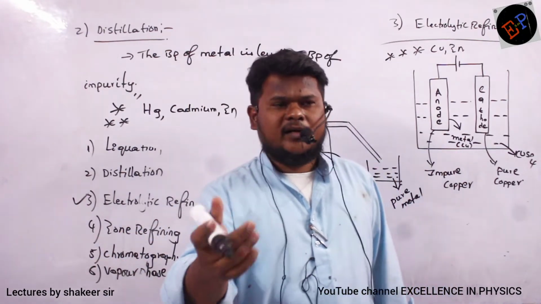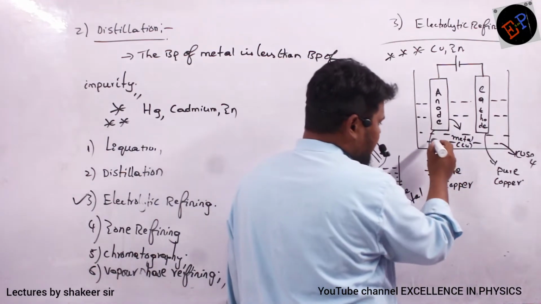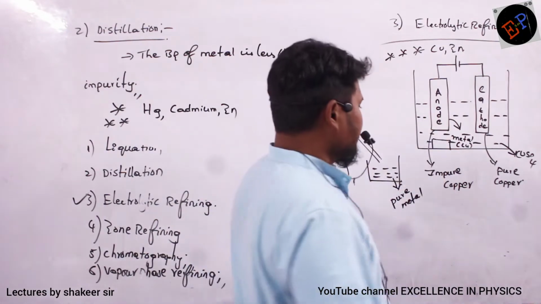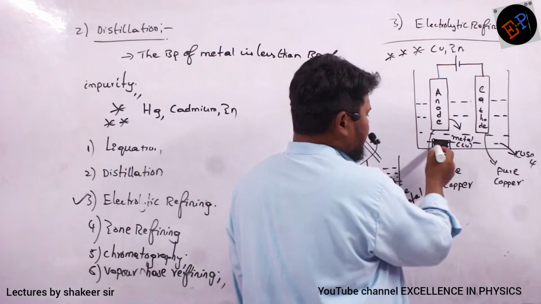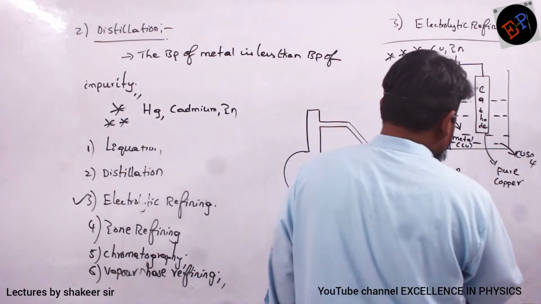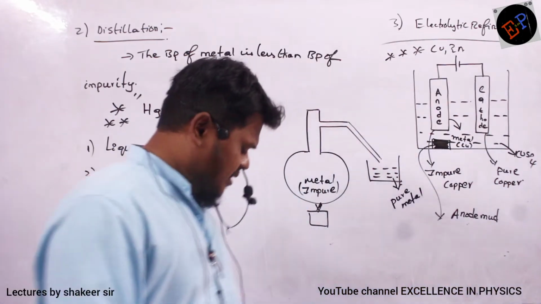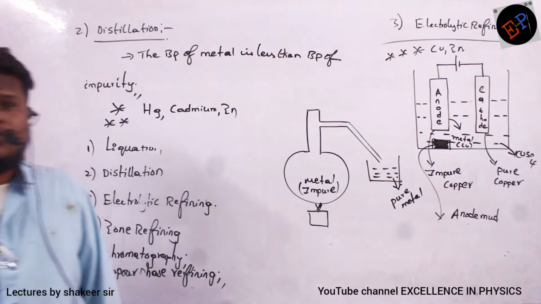It continuously decreases. And in that process, whatever impurities are present, they are deposited at the bottom of this anode. Okay? And here impurities will be deposited. And these impurities, we can call them anode mud. What is the name given to these impurities? Name given to the impurities is anode mud.